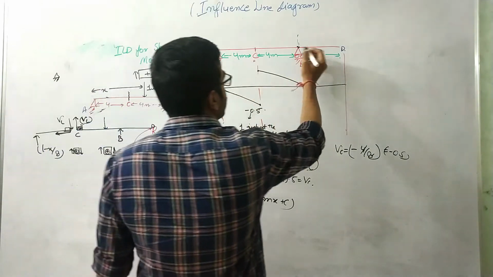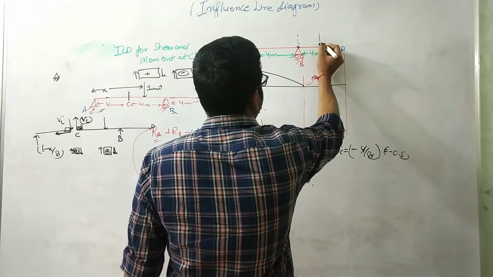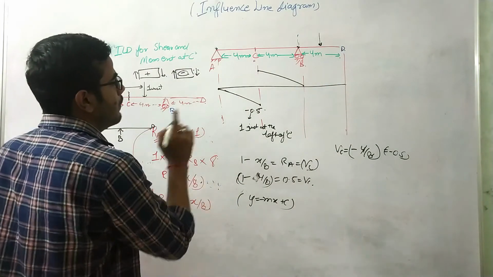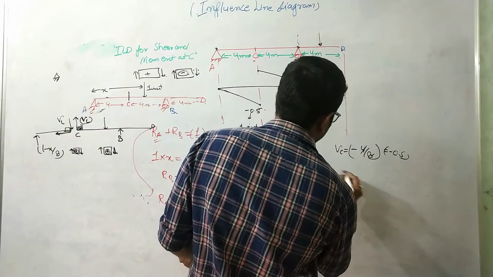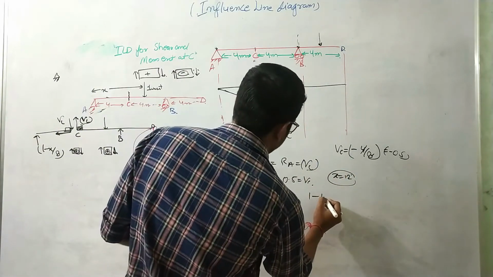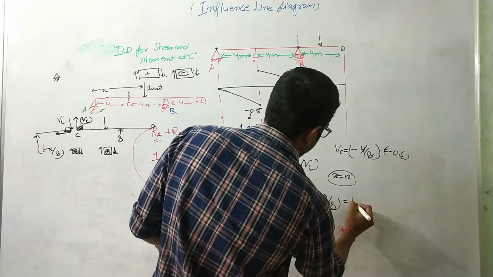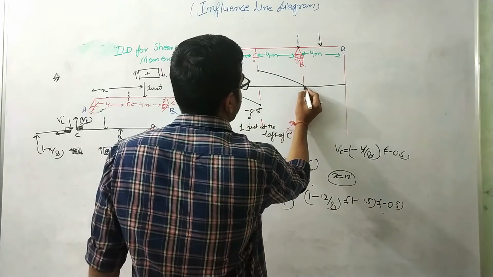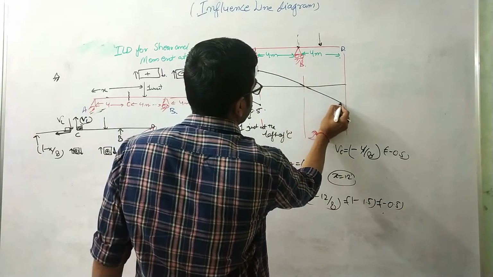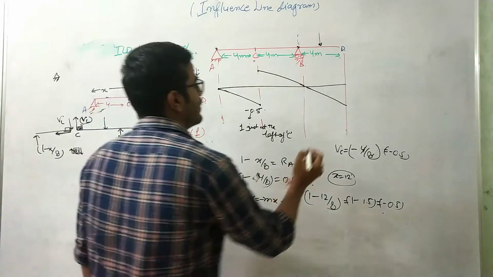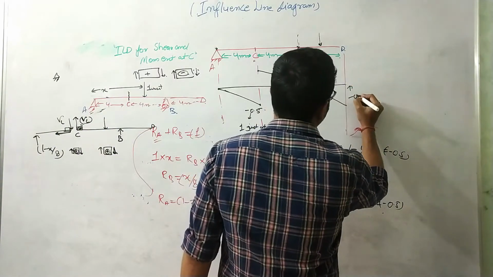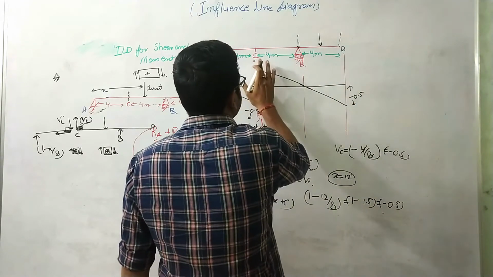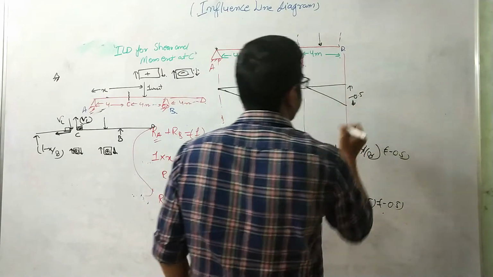Now, when the unit load crosses this support B and acts at this location, then at x equals 12, this is equal to 1 minus 12 over 8. This is nothing but 1 minus 1.5, so it equals minus 1.5. Okay. So this graph will move like this, and this coordinate is minus 1.5. When the load is acting at this end, the shear force generated at this cross section will be negative, and the value is minus 0.5.